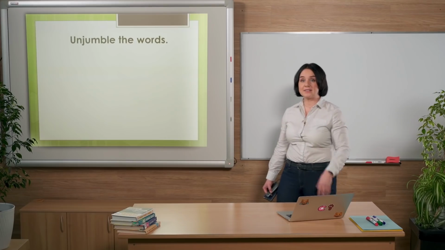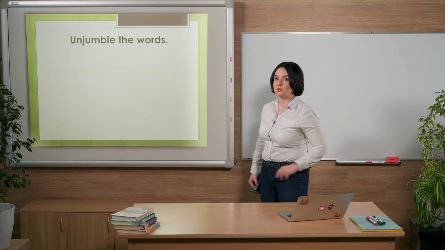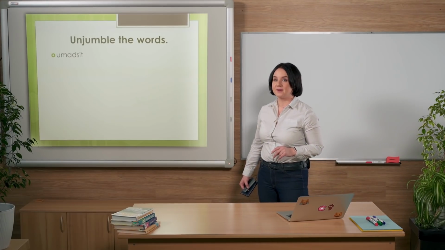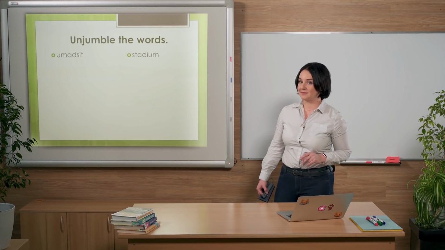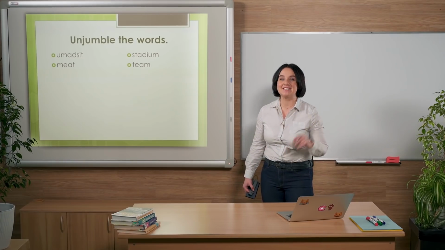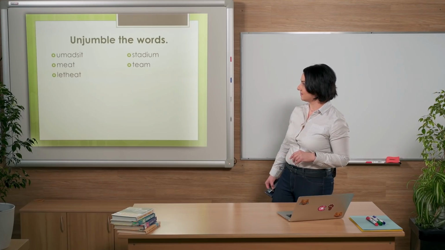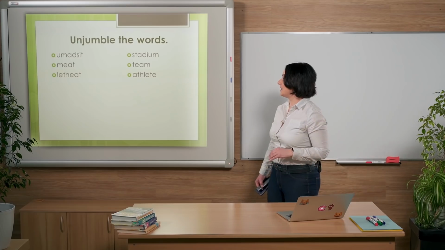So, the first task is for you to unjumble the words. Unjumble means to put the letters in the correct places. So, can you guess the first word? What may it be? Right, that's a stadium. What about the second one? Of course, it's team. And the next one? Athlete, you're quite right. The next one?